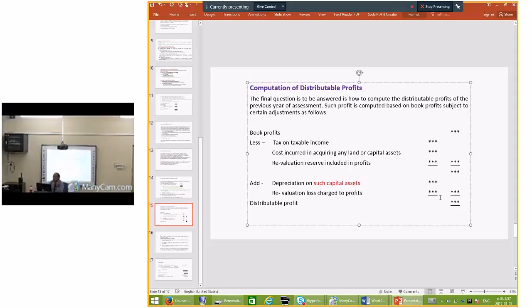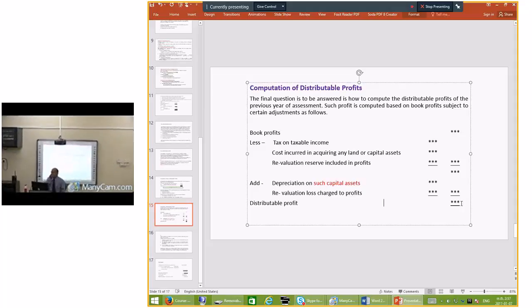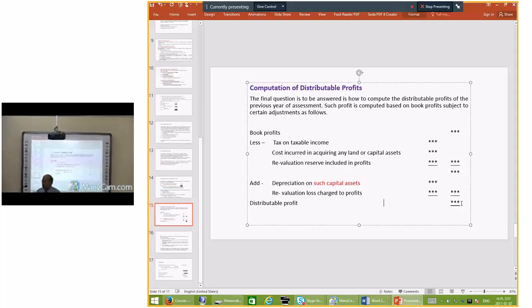In the revaluation they can reduce their book profit, but if the revaluation loss has been charged to the P&L, that loss is added back to the book profit. On that basis, distributable profit is computed. This is the method, a very easy method. Only 5 items are involved. In a lot of cases, revaluation reserves and revaluation loss cannot be found in the accounts, but in some cases there are. Now let's take an example and check how to compute the deemed dividend tax.